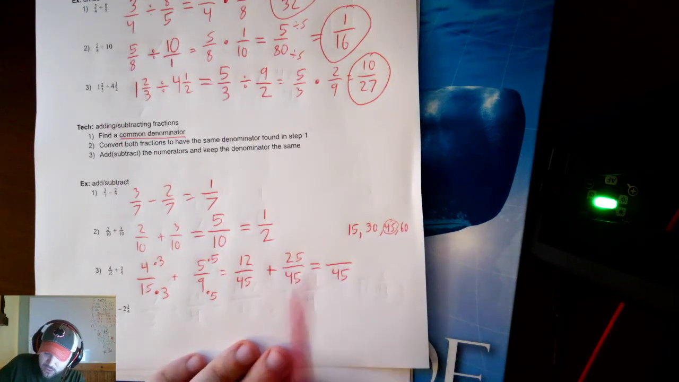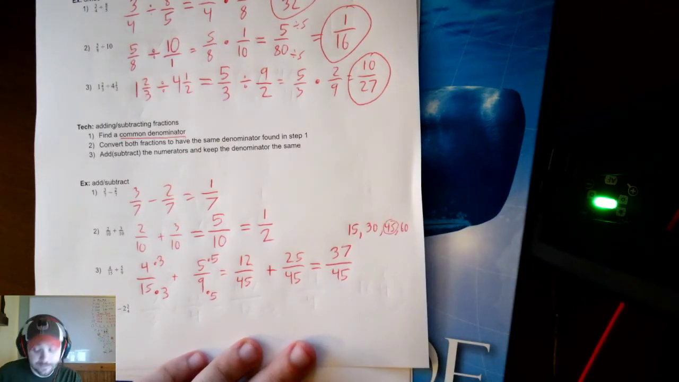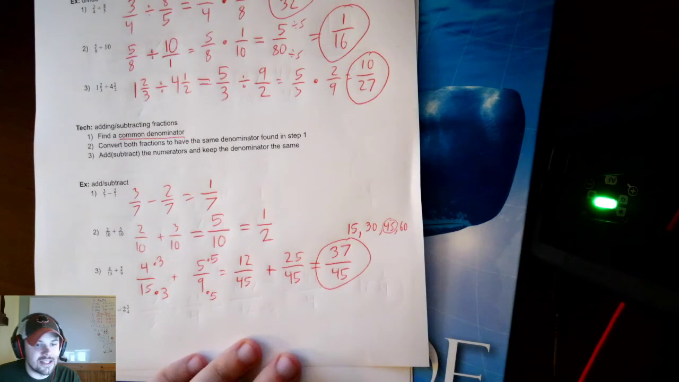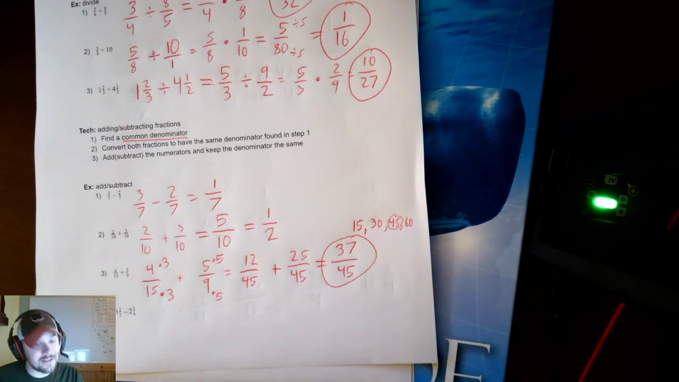What's 12 plus 25? That gives me 37. So I get 37/45. That doesn't reduce. Nothing goes into both of those numbers. Feel free to double check. You should convince yourself that it doesn't reduce. Always good to make sure things don't reduce.